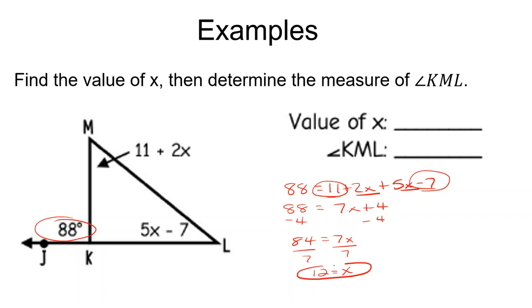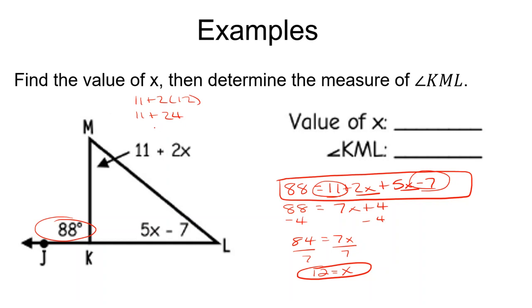So there's our missing value. Again, we needed to see the equation, and now we have our missing value. Now we need to go evaluate it to find these interior angles because we already know the exterior. So here it's 11 plus 2 times 12. 2 times 12 is 24, and 11 plus 24 makes this a 35-degree angle. And then here, 5x minus 7 would be 5 times 12 minus 7. That's 60 minus 7, which equals 53 degrees.